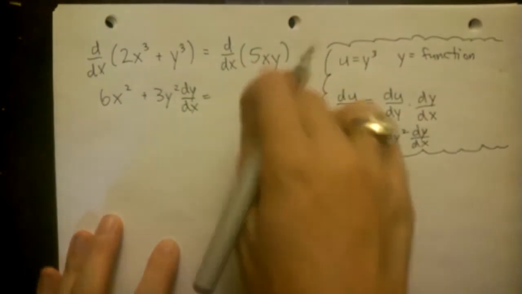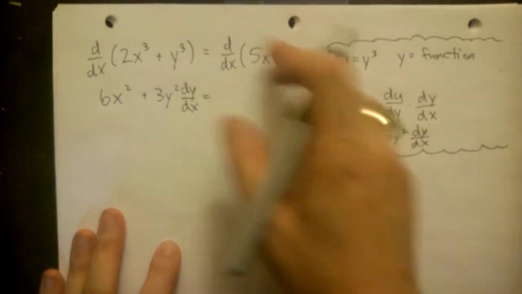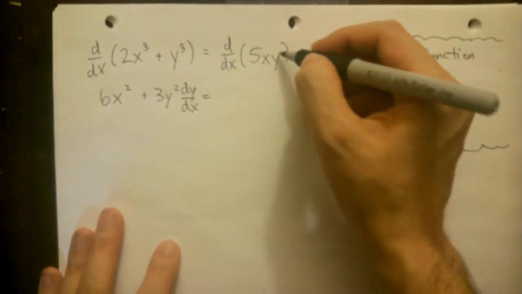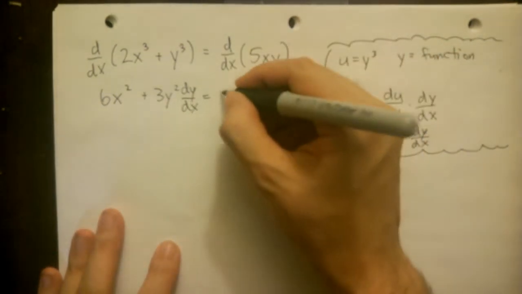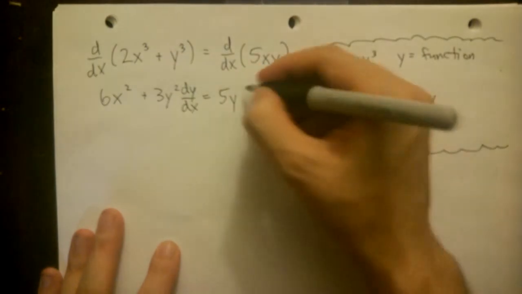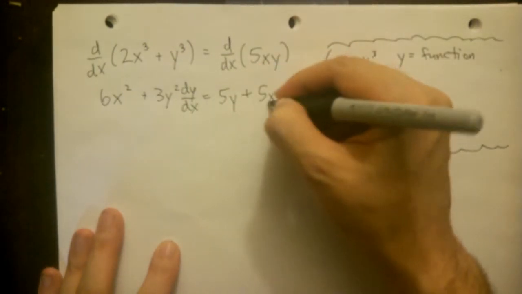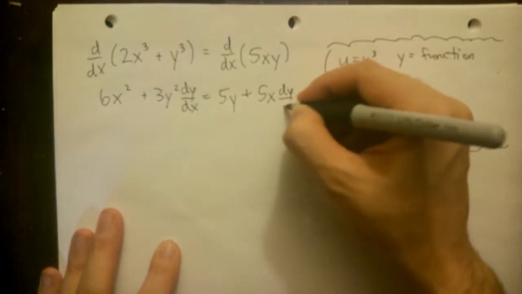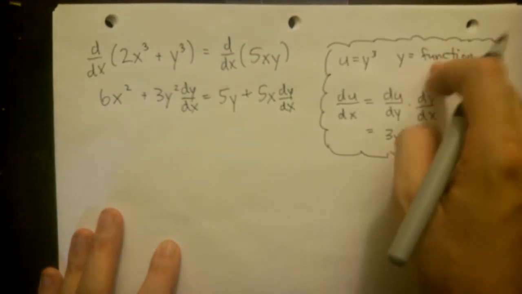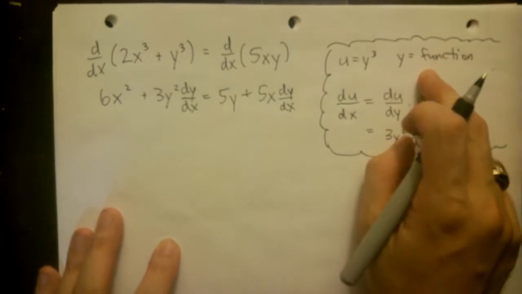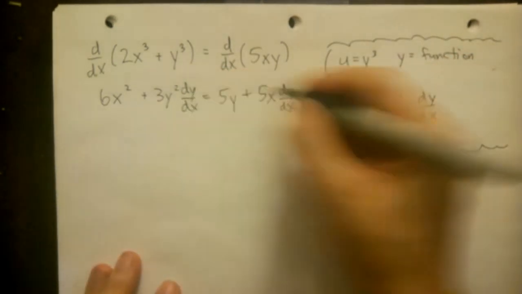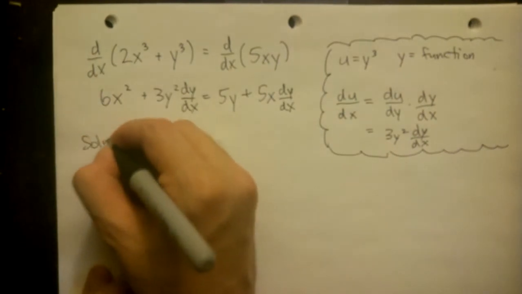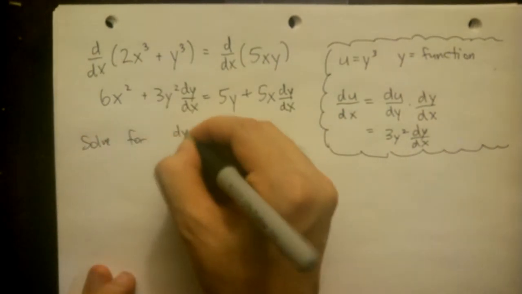We do the same thing to the right-hand side, but here we need an application of the product rule. This is 5x times y, so you do the derivative of the first times the second plus the first times the derivative of the second, and the derivative of y is dy/dx, because again, we're thinking of y like a function. So there's dy/dx. That's what we're looking for. So now solve for dy/dx.